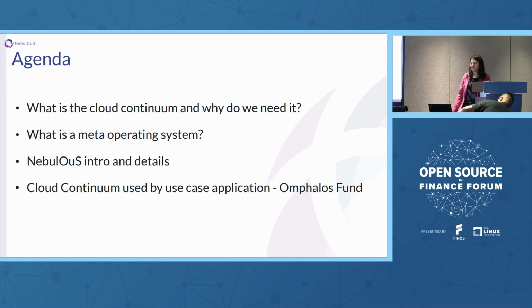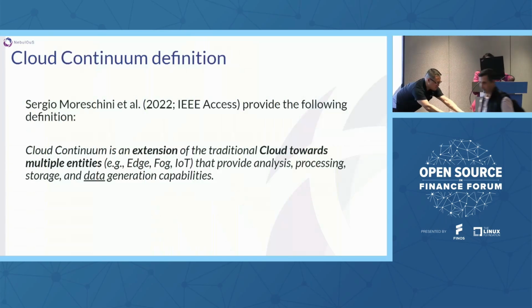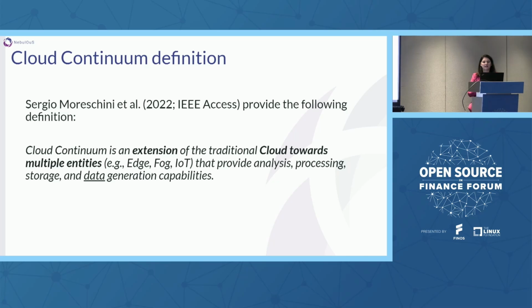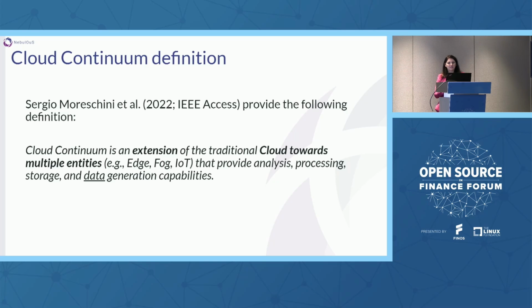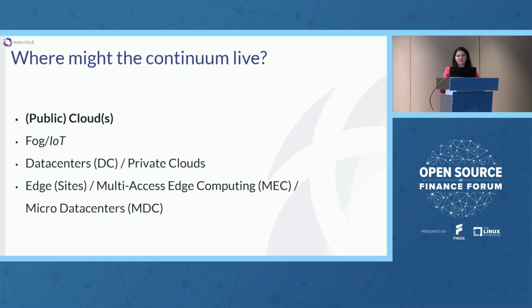So, going through the definition, I decided to start from the definition because it is not clear what this short name means. We are based on Sergio Moreschini, an Italian researcher, and we decided to provide this definition of the Cloud Continuum: it is an extension of the traditional clouds towards multiple entities. And this is really new, because now we don't only focus on the cloud or cloud providers or one machine to one cloud, but we have edge, fog, IoT, and other devices that provide analysis, processing, storage, and data. Data is an important word here. Data generation capabilities. So this is important. Definition first.